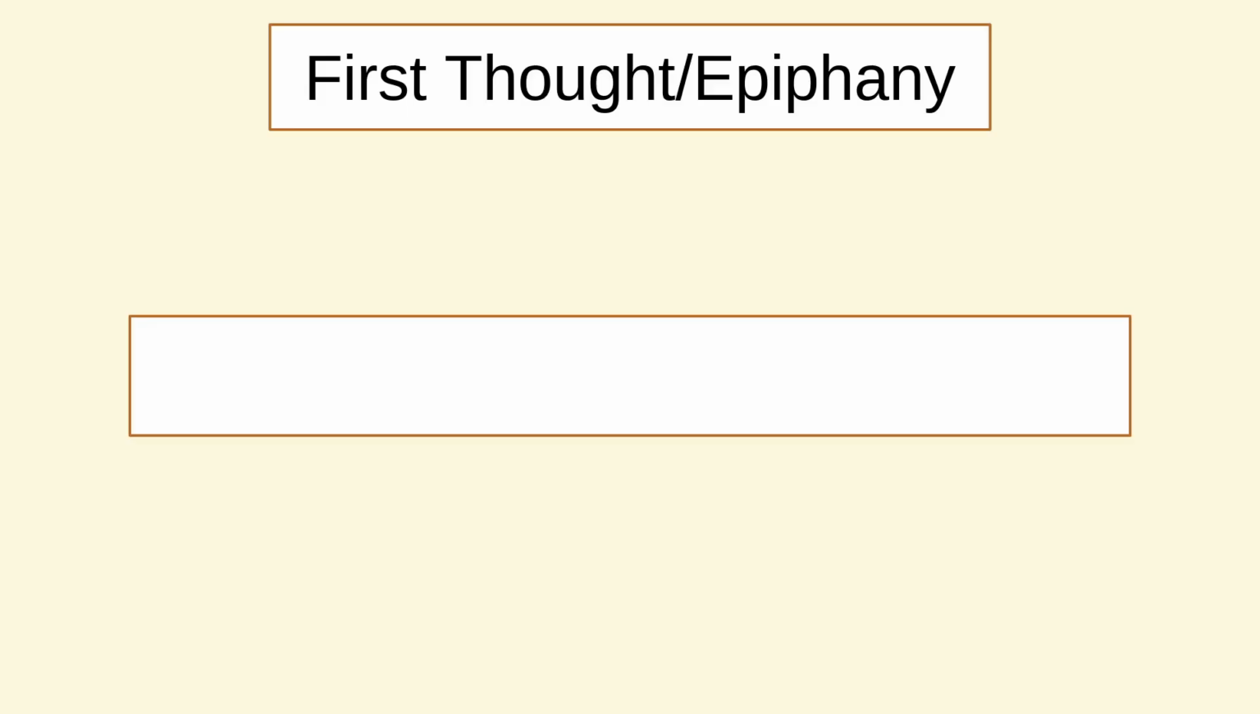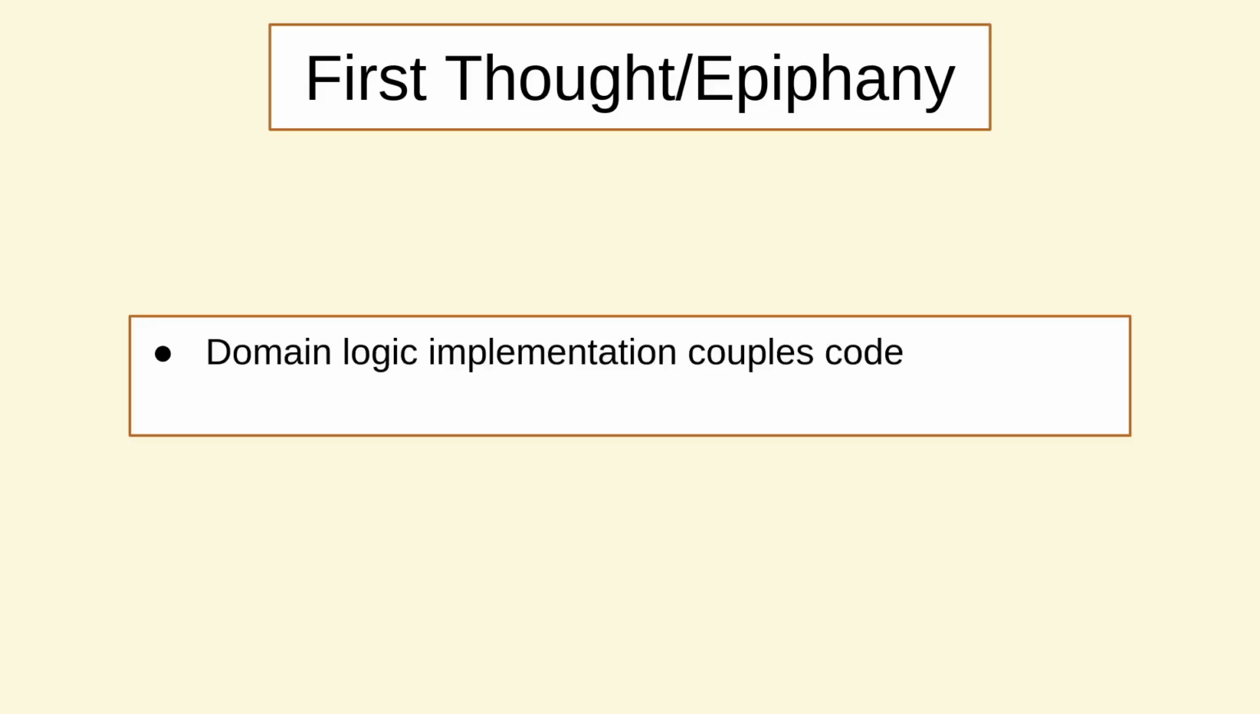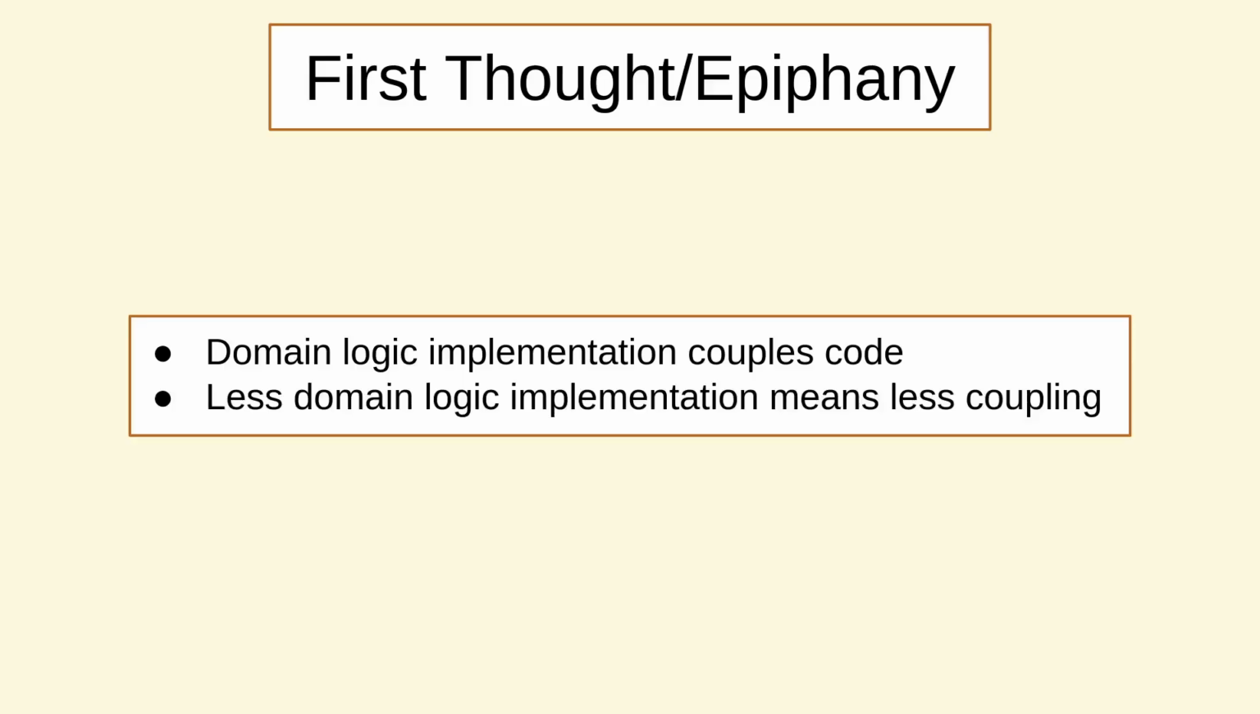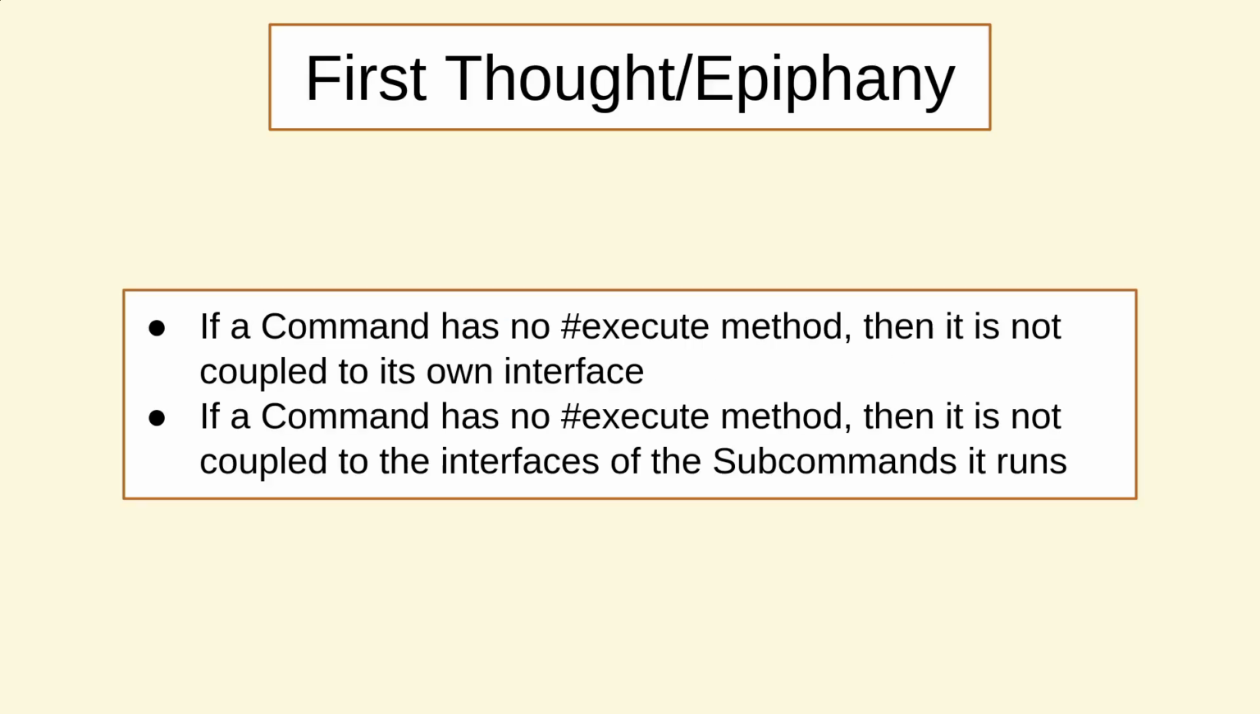And another way to state that is just simply domain logic implementation couples code, which is something I had never really thought about before. And less domain logic implementation means less coupling as a result of that. To put it in more Fubara-ish terms, if a command has no execute method, then it is not coupled to its own interface. And if a command has no execute method, then it is not coupled to the interfaces of the subcommands that it runs.